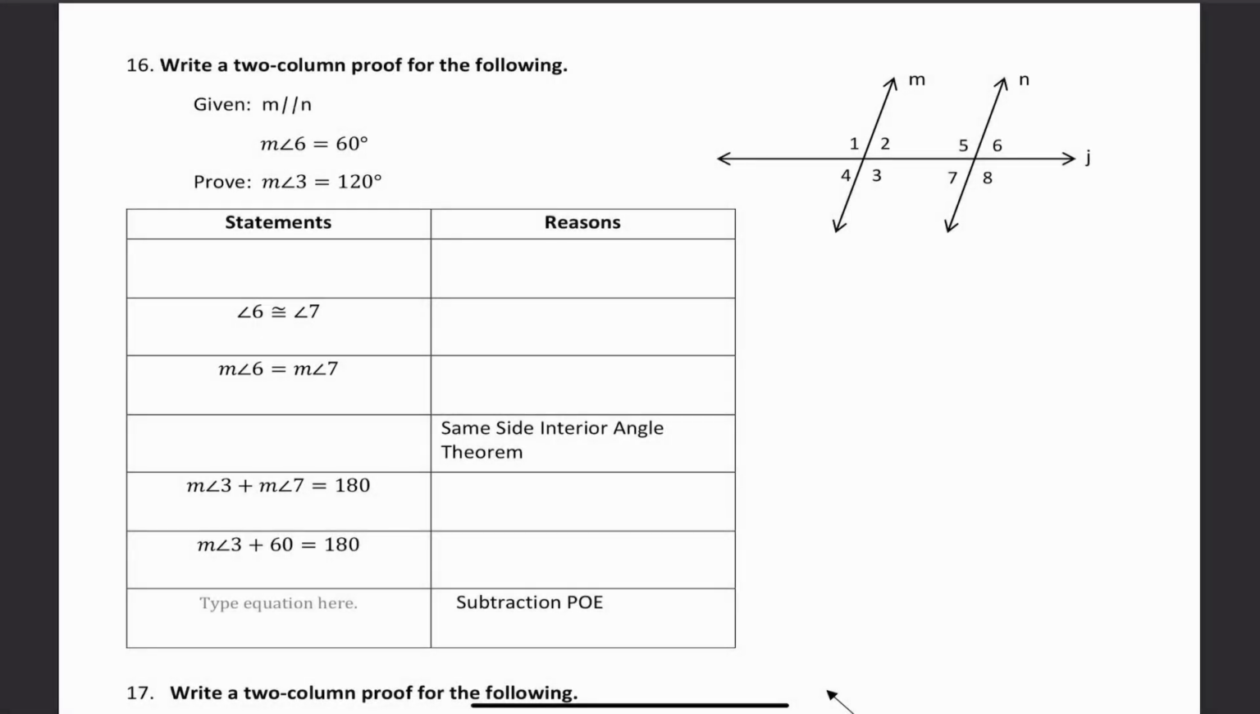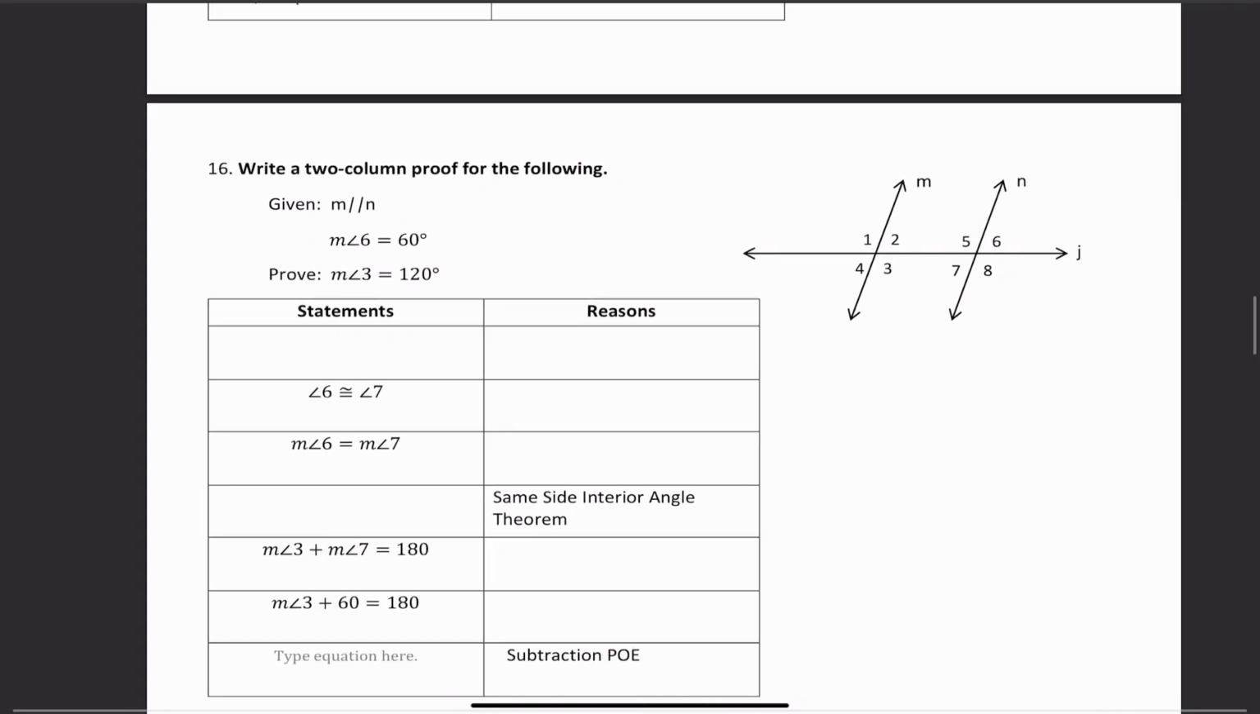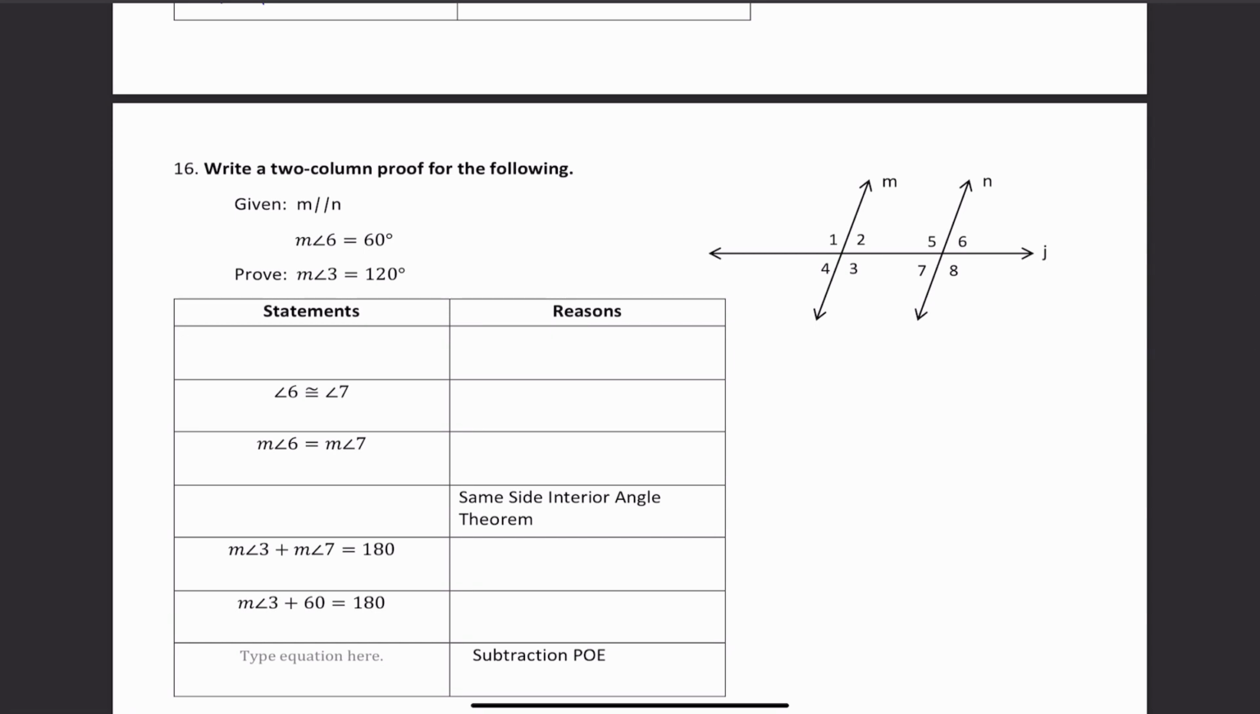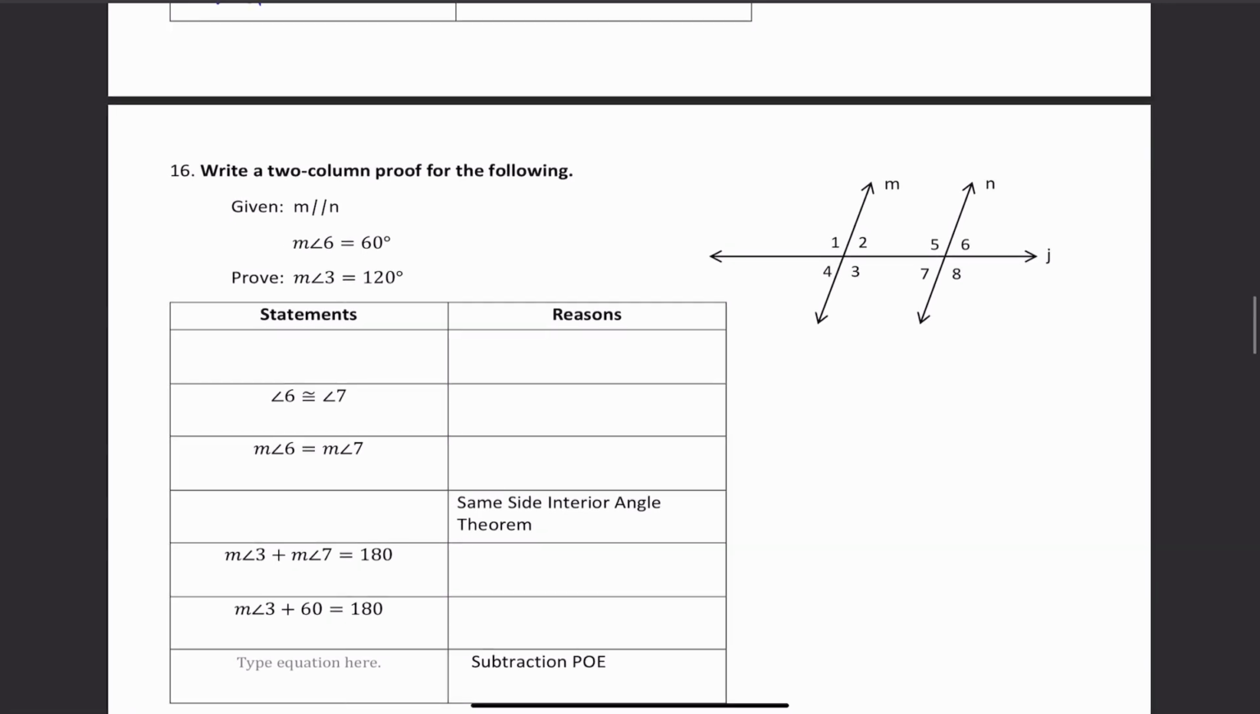Alrighty, welcome back. This one's a weird looking proof and it's pretty long, so let's go ahead and take a look at it together. Write a two-column proof for the following given that M is parallel to N and the measure of angle 6 is 60 degrees. Prove that the measure of angle 3 is equal to 120. Okay, so let's go ahead and take a look at the given.